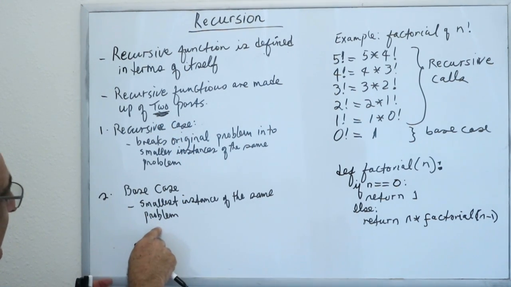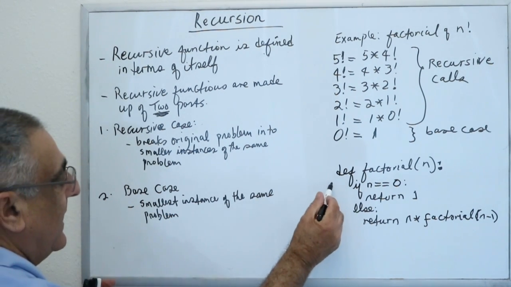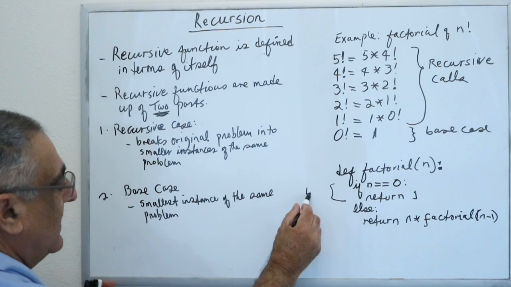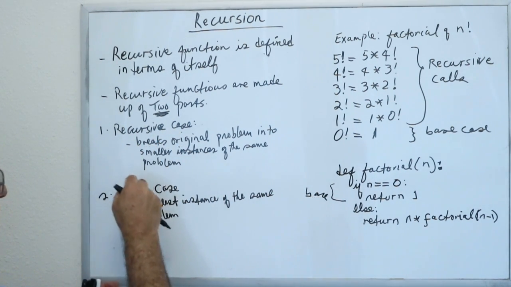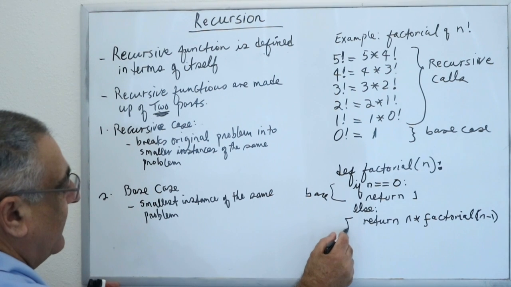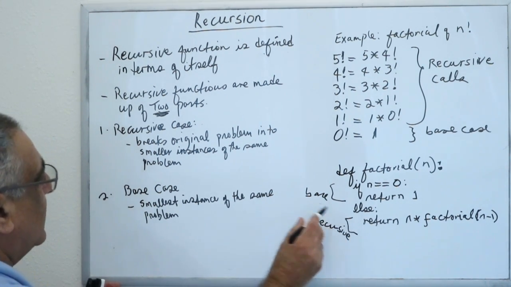Now, the base case, let me get down to basics, is the smallest instance of the same problem. For instance, here is the base for this code. This is my base case. And then you have the recursive case, and this is the part of the recursive case. So that's basically what recursion is.